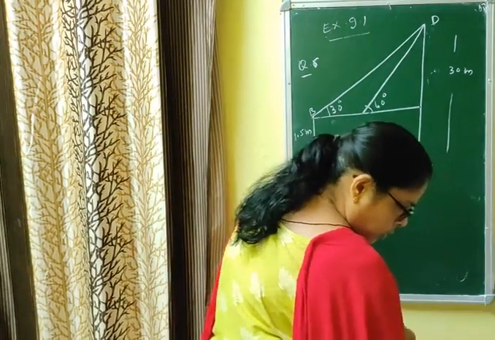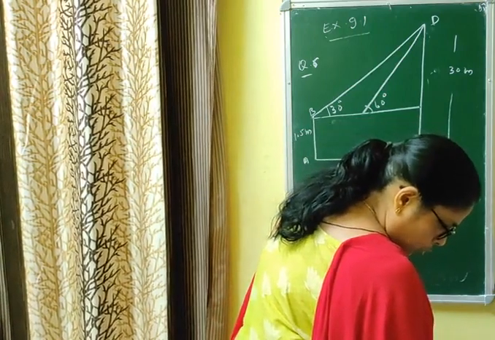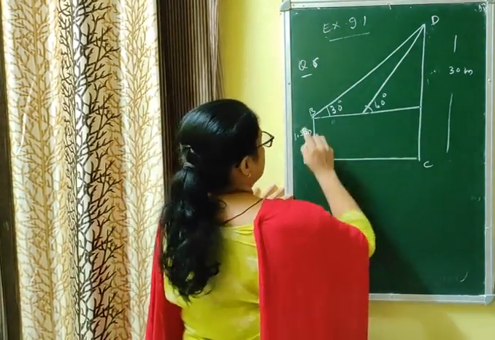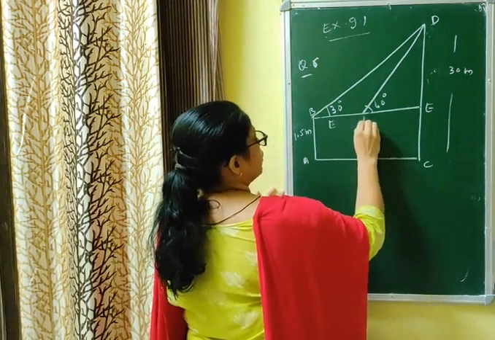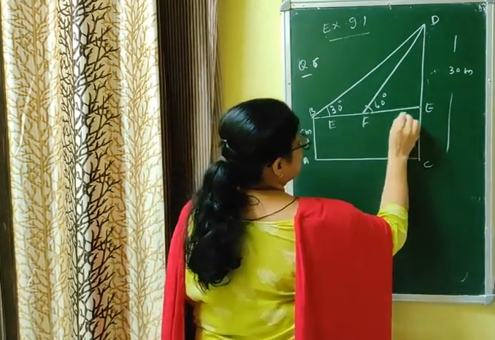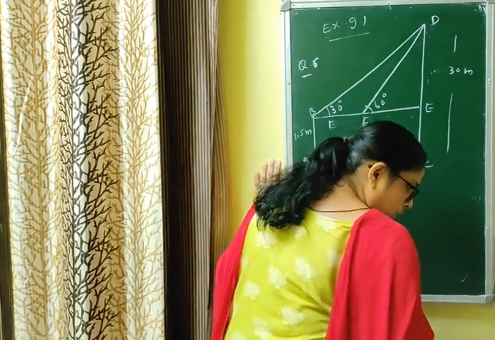What is the distance he walked towards the building? That is A, B, C, D, E, F. Let me. What is the distance he walked towards the building? Towards the building means this distance. Let it be at. What is the distance he walked towards the building?